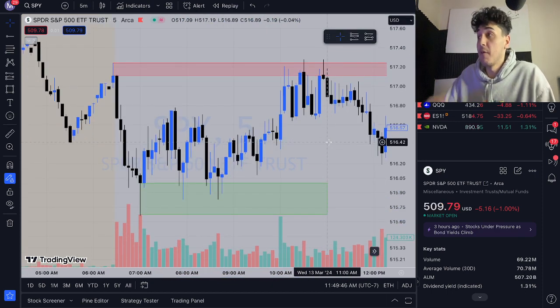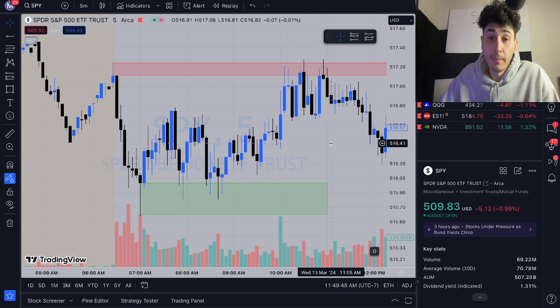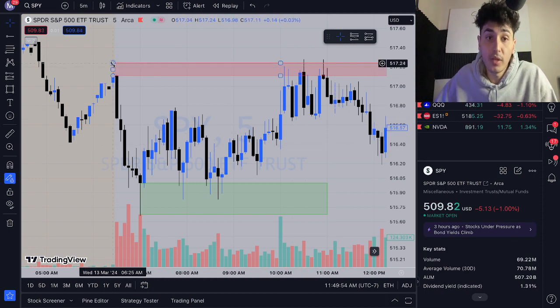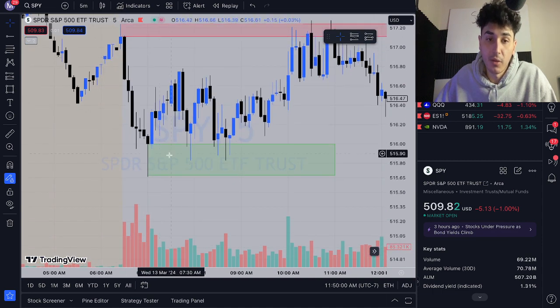Now, keep in mind, I've been on the 5 minute this whole time, right? We've been on the 5 minute drawing the zones this whole time. And the way I've been drawing the zones is I've only been using the wicks of the candles. So if it's a supply zone, I'm using the top of the wick. And then if it's a demand zone, I'm using the bottom of the wick, right?